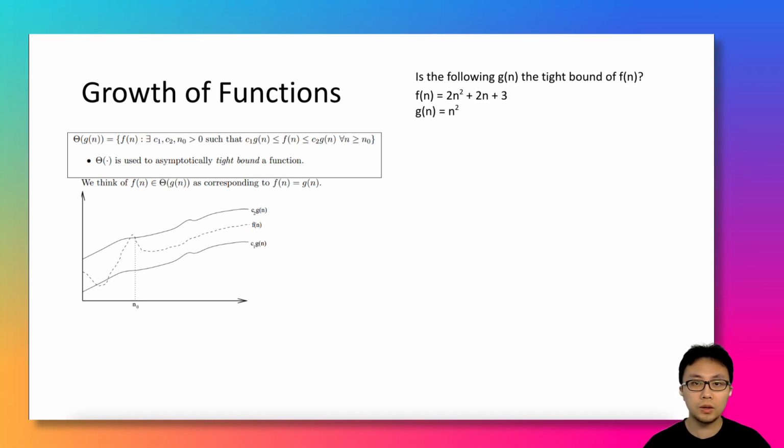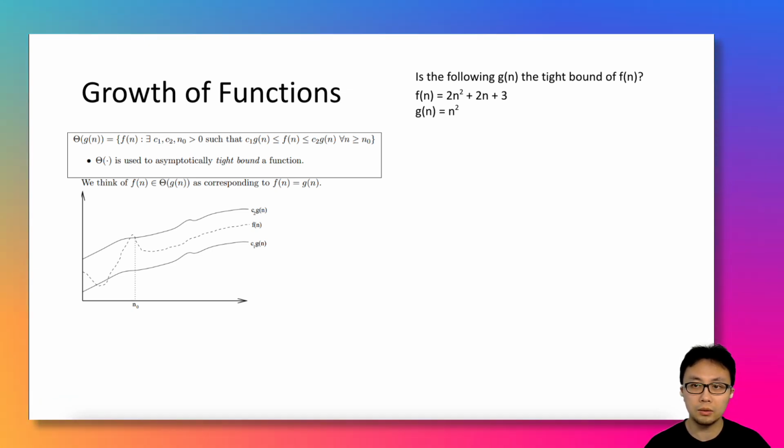To determine if Gn is the tight bound of Fn, all you need to do is to find 3 constant numbers, 2 coefficients c1 and c2, and 1 specific input size n0, so that they will sustain this sandwich-like relationship where Fn sits between c1 multiplied by Gn and c2 multiplied by Gn.